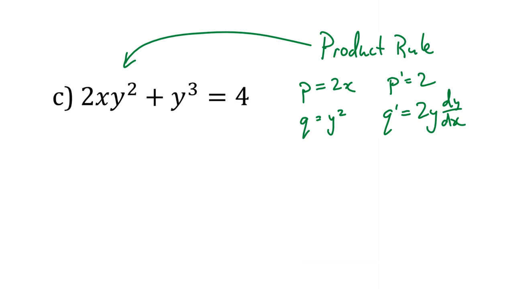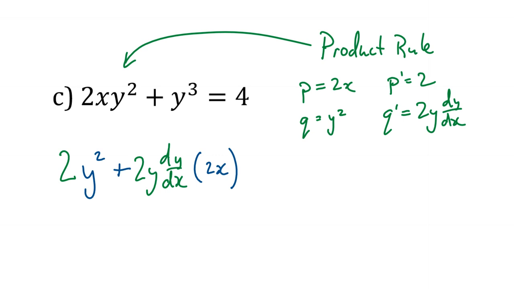Product rule. Okay, so the derivative of the first is 2. Here, I'll even do it like this, is 2 times the second, y squared, plus derivative of the second, 2y dy by dx, times the first, 2x. Product rule is done. 3, whoops, not equals, plus 3y squared dy by dx equals 0.